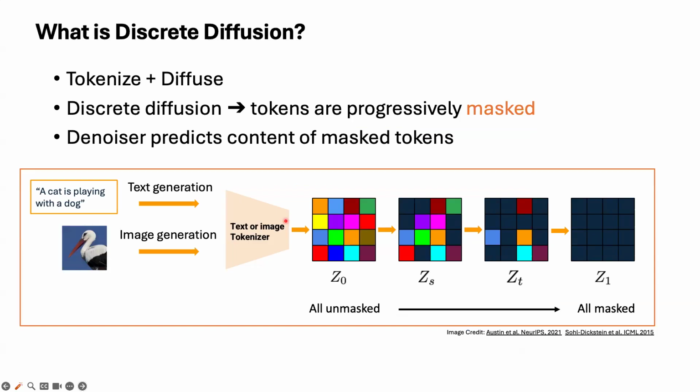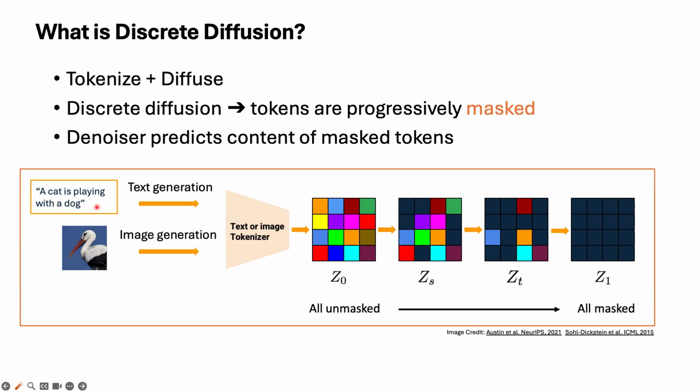First, it's tokenize and diffuse. So say, let's look at a text string, a cat is playing with a dog. Or another example, which I'll keep in mind in parallel, is this image of this bird. Okay? So in which case, for text, you need some dictionary to break this up into tokens, words in the vocabulary, and then convert this string into a bunch of integers.